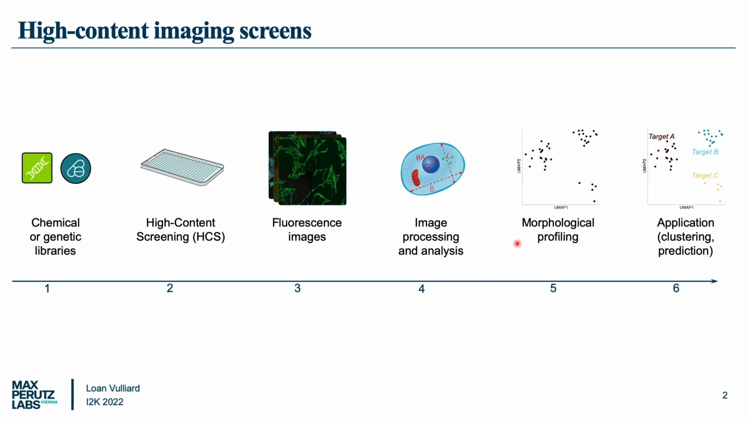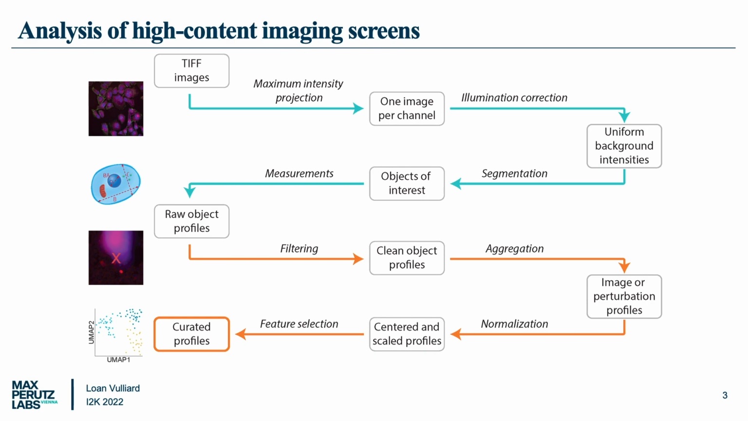This information can be compiled into quantitative profiles describing the state of the cells in each experimental condition. And these profiles can then be used for different applications. For instance, you might be interested in identifying morphological clusters, or you might want to try to predict the mechanism of action of candidate drugs. So today we're interested in going from images to knowledge. And in the case of high-content imaging screens, this can be quite a challenge.